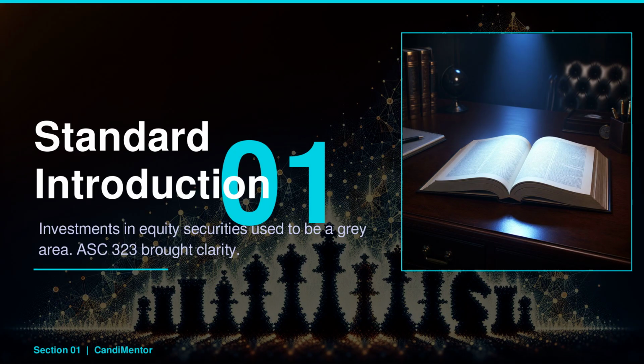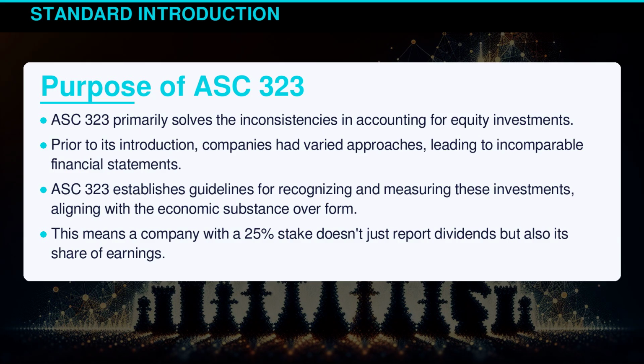With ASC 323, a $10 million investment now follows clear guidelines, enhancing transparency. Understand how this standard ensures consistency, making financial statements more reliable and easier to compare across entities. ASC 323 primarily solves the inconsistencies in accounting for equity investments. Prior to its introduction, companies had varied approaches, leading to incomparable financial statements. ASC 323 establishes guidelines for recognizing and measuring these investments, aligning with the economic substance over form.